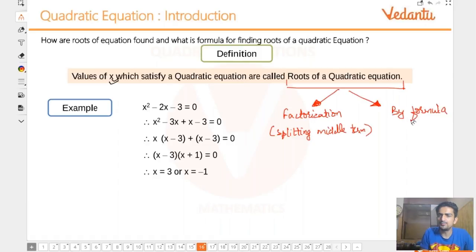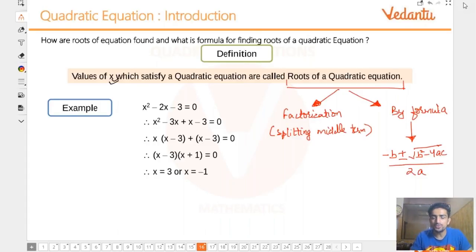What was the formula? Minus b plus minus root of b square minus 4ac by 2a. These are the two methods we primarily use to find roots of a quadratic. Either we factorize it, or if it is difficult to factorize, we use this formula.